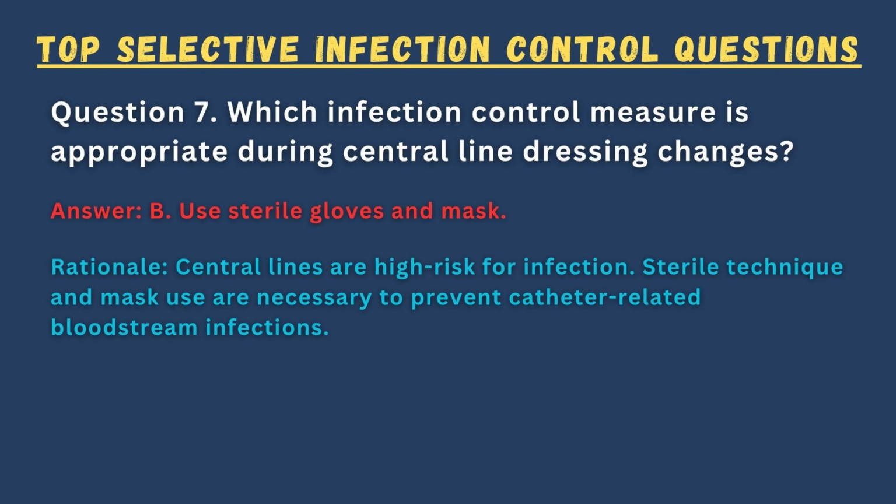Answer. B. Use sterile gloves and mask. Rationale. Central lines are high risk for infection. Sterile technique and mask use are necessary to prevent catheter-related bloodstream infections.